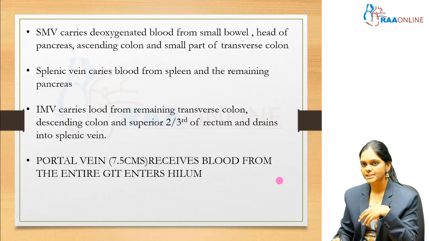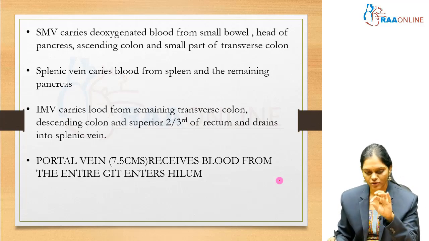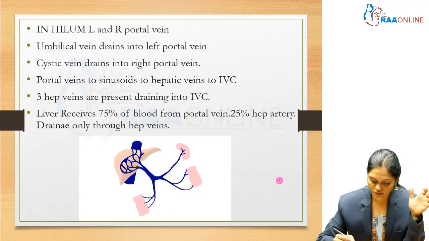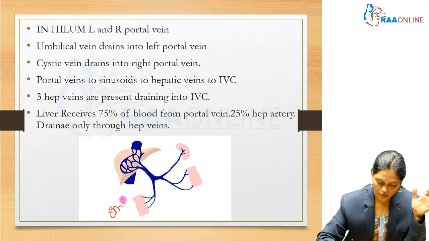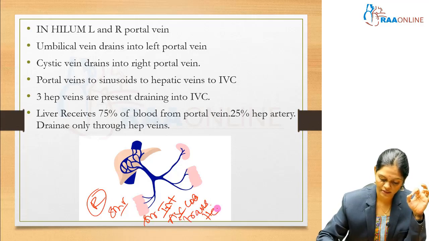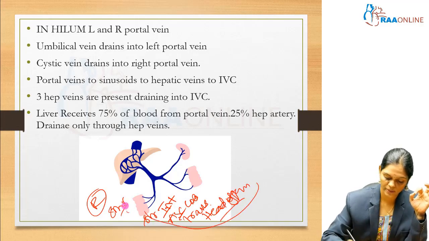Okay. A superior mesenteric vein is going to carry the deoxygenated blood from the small bowel, head of the pancreas, ascending colon and a small part of the transverse colon. So, this is the area where the superior mesenteric vein is. It's going to carry blood from the small intestine, ascending colon, so the right side of the colon basically, a small part of the transverse colon, and the head of the pancreas. All this area is going to be carried by the superior mesenteric vein.